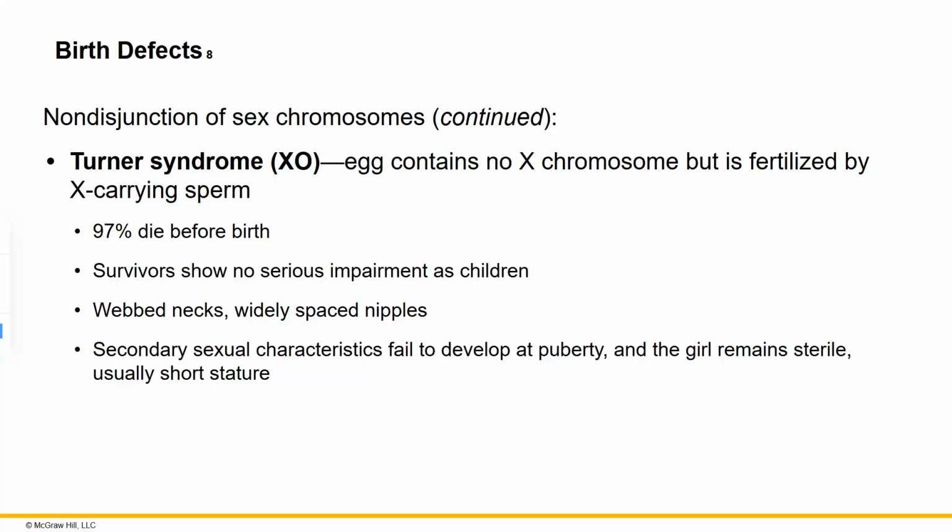Turner syndrome, or XO syndrome: the egg contains no X chromosome but is fertilized by an X-carrying sperm. About 97% die before birth. Survivors show no serious impairment as children, but have webbed necks and widely spaced nipples, secondary sex characteristics fail to develop at puberty, and the girl remains sterile, usually short in stature.